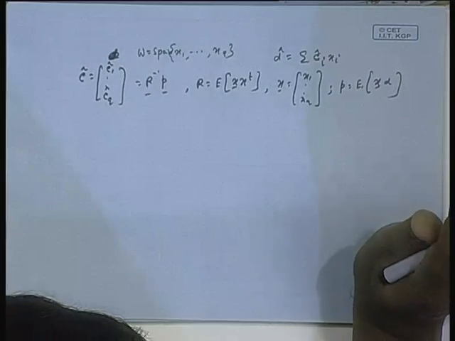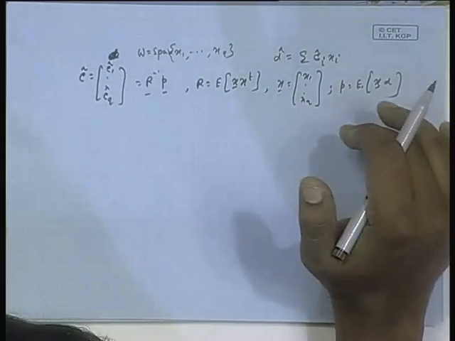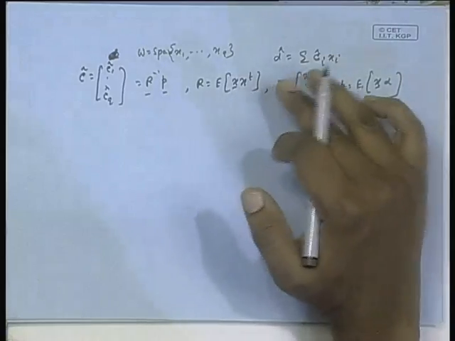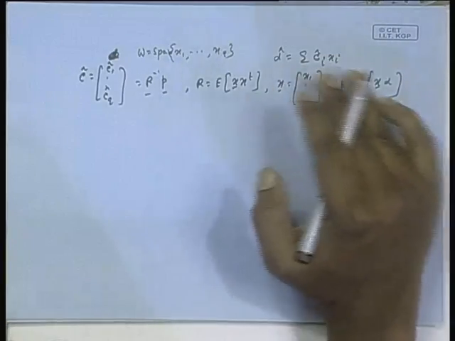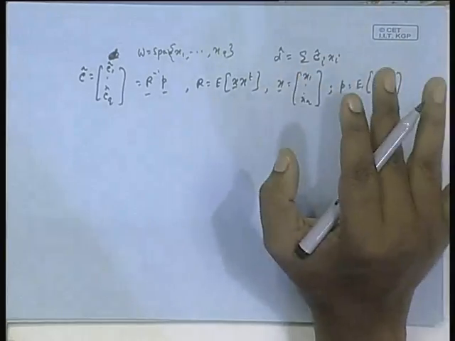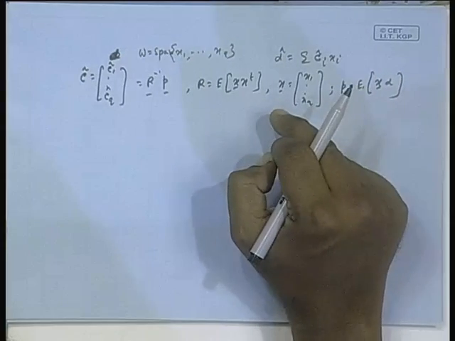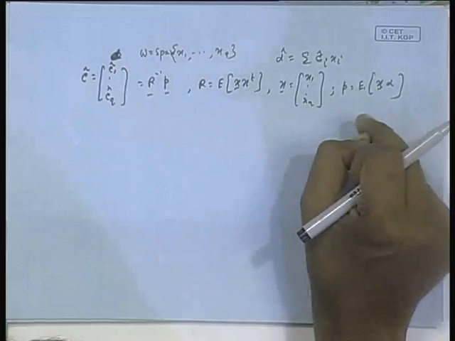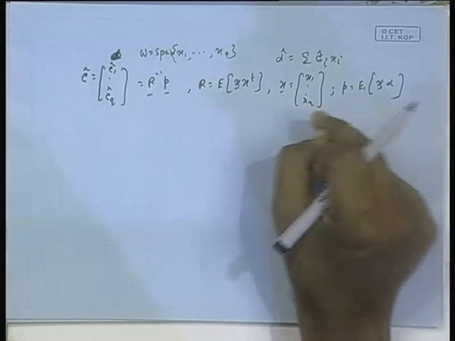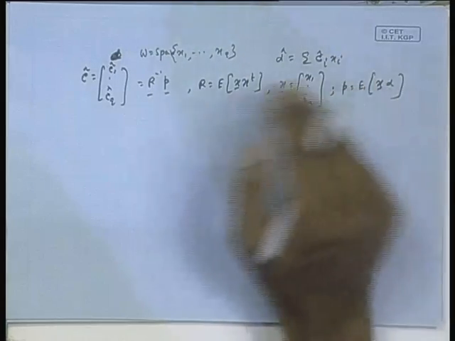Then I said that suppose we do not know the correlation values, or they change from time to time, so we have to make it adaptive. The first step was to go for steepest descent. But exact steepest descent requires the gradient, and the gradient needs R and p. In the beginning I said suppose I do not have that, or they change with time.